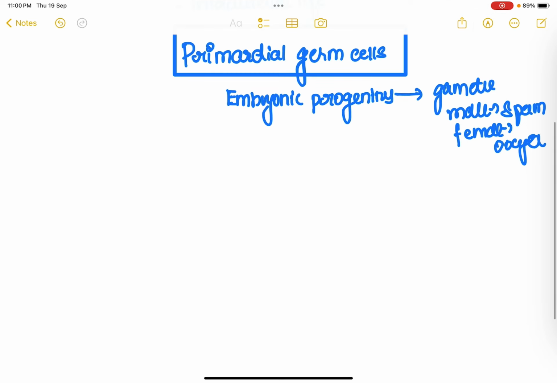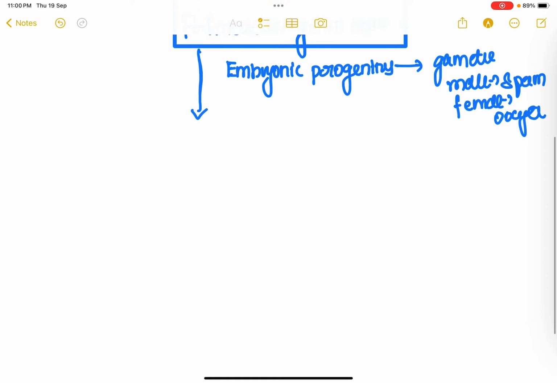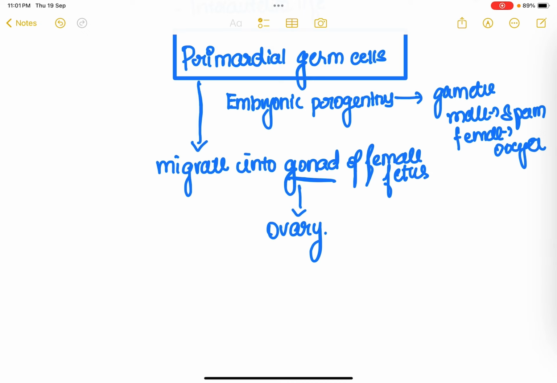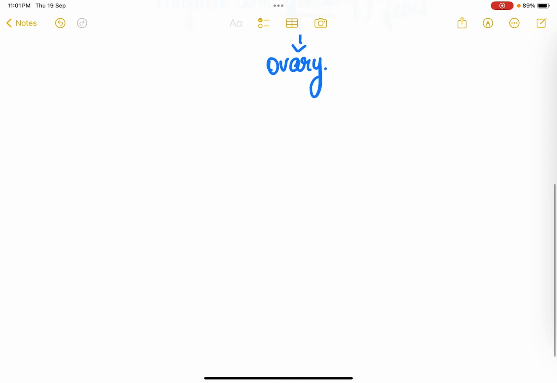And how is this primordial germ cell going to give rise to these gametes? Through these primordial germ cells, which will initially migrate into the gonad of the fetus. Here we are discussing oogenesis, so let's take a female fetus. So what is the gonad of females? The gonad of the female is going to be the ovary. So these primordial germ cells are going to migrate inside the ovary of the female fetus. Once they enter the gonad of the female, they are going to undergo differentiation.